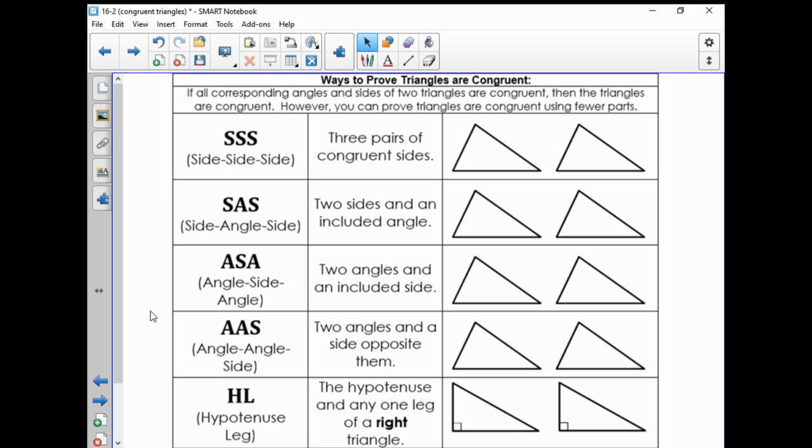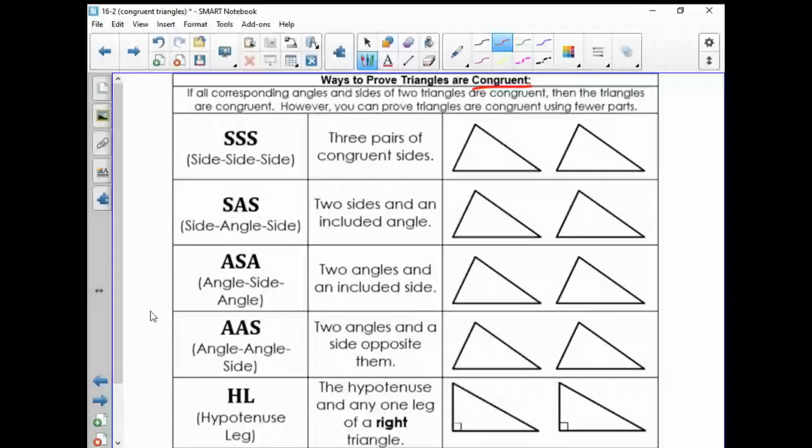All right, before we get to the next example, we're going to explain a few ways to prove that triangles are congruent. So now we've talked about triangles that are congruent. We know they have 3 sides that are congruent and 3 angles that are congruent. But there are a few shortcuts.